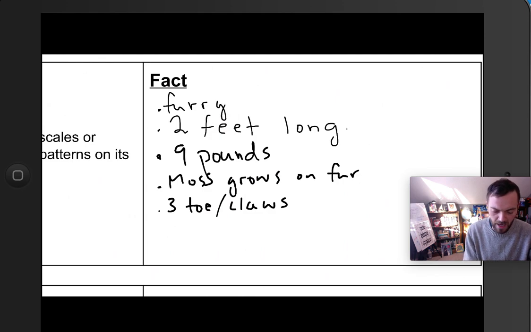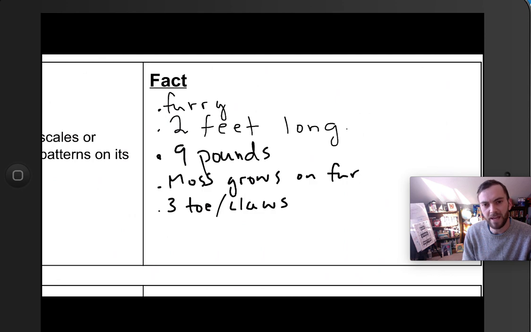Well, let's see here. Sloths are furry. They are 2 feet long. They are 9 pounds. Let's see, 2 feet, so that's pretty small. 9 pounds, they're like a little gallon of milk. That's about how big they are. Moss grows on their fur, and they have 3 toes or claws. These are facts that I collected from my source. So they're furry and they're small and they're mossy.